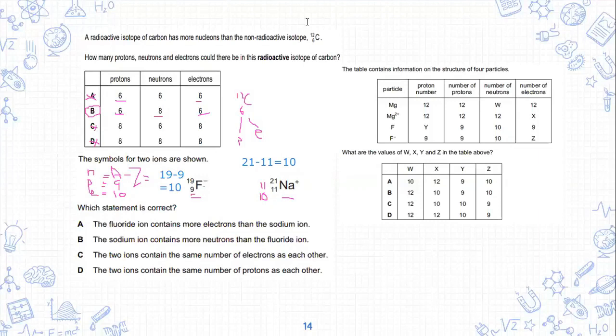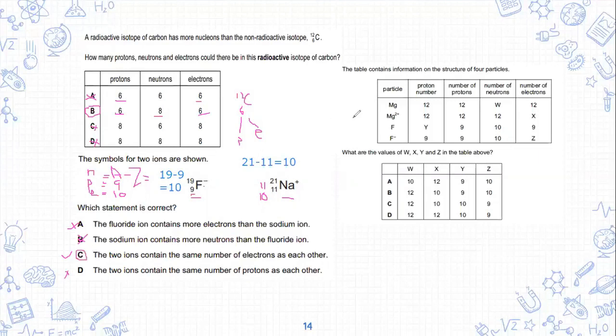Coming to the options now. The first one states the fluoride ion contains more electrons than sodium ion. No, they have the same number of electrons. Sodium ion contains more neutrons than the fluoride. No, they have the same number of neutrons. So A and B both are wrong. Then C: the two ions contain the same number of electrons as each other. Yes, they both have 10 electrons. So this one is correct. Now, the two ions contain the same number of protons as each other. No, fluoride has 9 protons and sodium has 11. So it's going to be wrong. So we have the correct one, which is C.